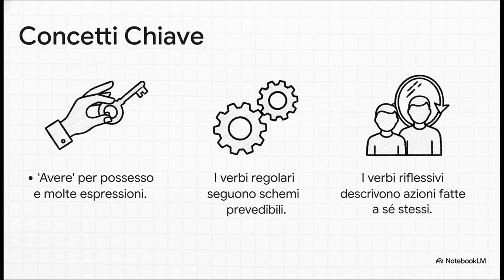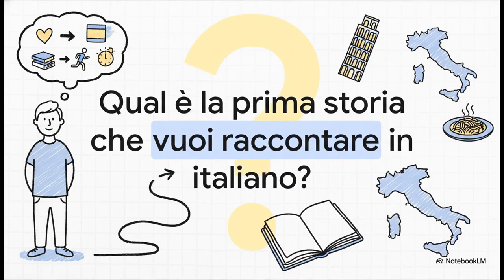And third, we have reflexive verbs, which are perfect for talking about actions you do to yourself or actions people do to each other. Honestly, with just these three concepts, your ability to express yourself in Italian has just taken a giant leap forward. Think about it. You now have the fundamental building blocks to describe who you are, what you have, the things you do, and even your daily routine from start to finish. That's huge! So I guess the only question left to ask is, what's the first story you're going to tell?